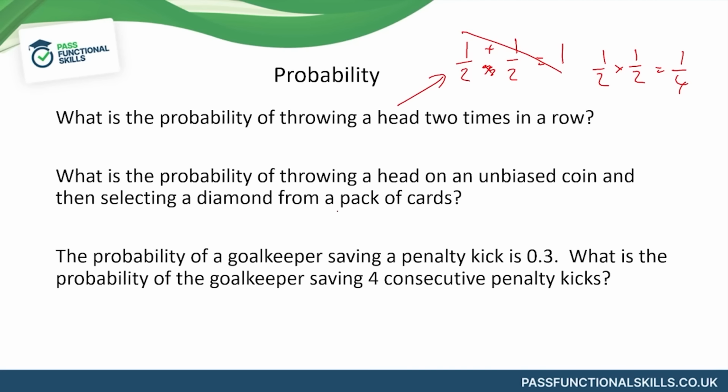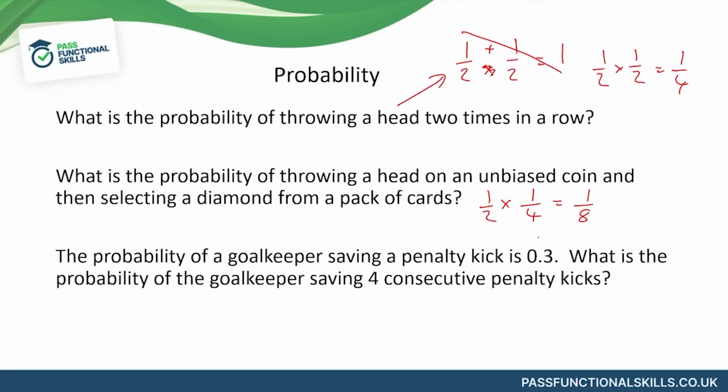Okay, what's the probability of throwing a head on an unbiased coin and then selecting a diamond from a pack of cards? Well, throwing a head is 1/2. The probability of selecting a diamond: a quarter of the cards in a pack of cards are diamonds, assuming the jokers are not there. So here it's 1/2 multiplied by 1/4, which is 1/8.